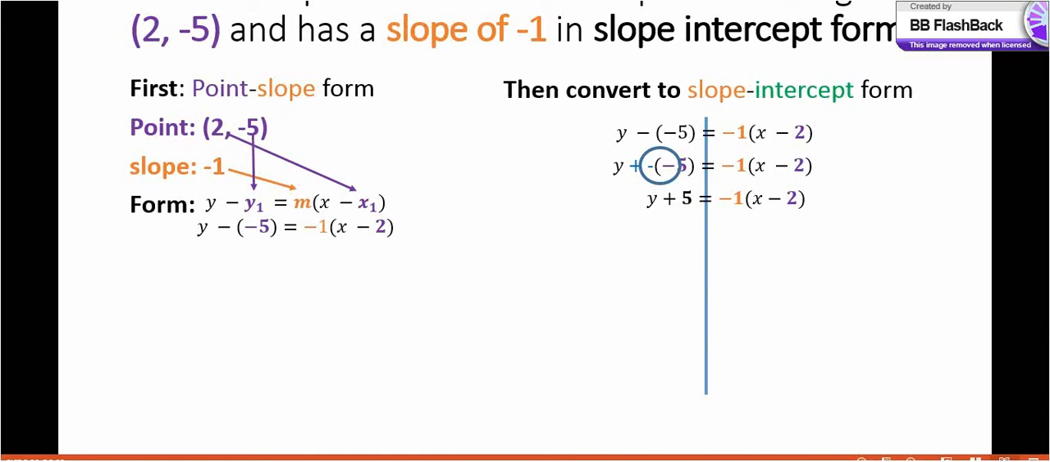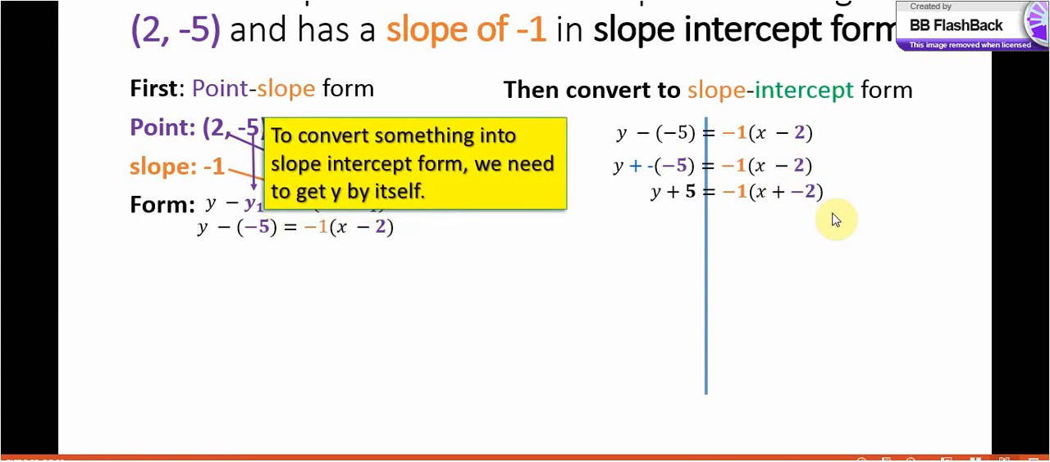Then on my other side, of course, I'm going to need to change my subtraction sign to plus negative over here too. So I just did that. I changed that subtraction to plus negative. As a reminder, to convert something into slope-intercept form, we need to get y by itself. So we simplified this side of our equal sign, and now we need to get y by itself. We've got to work on getting rid of that 5.